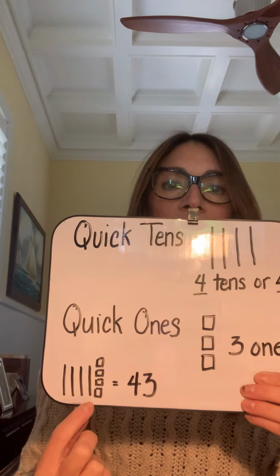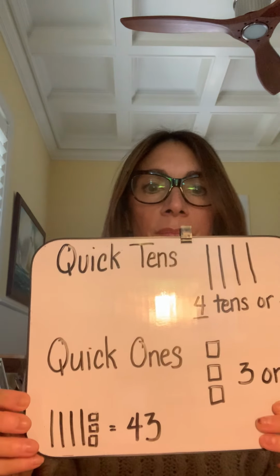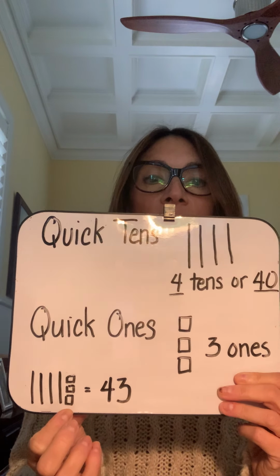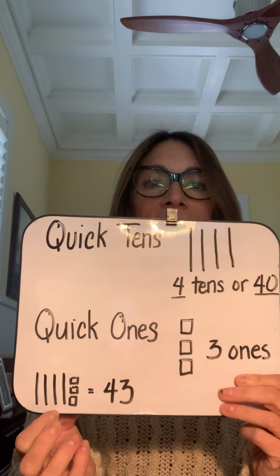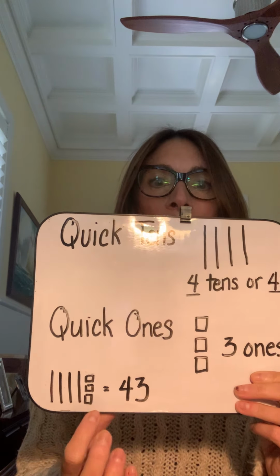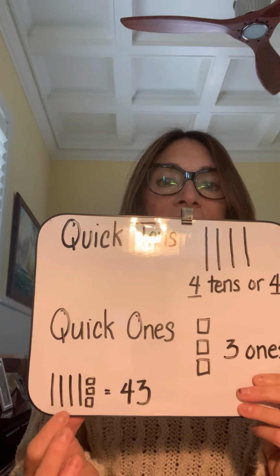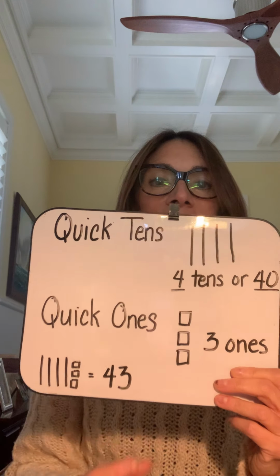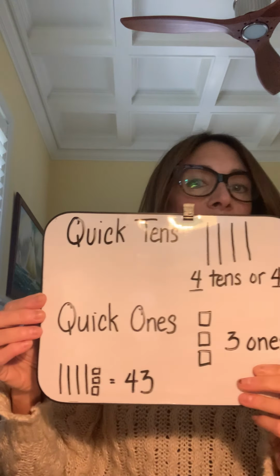4 tens, and oops, look, I made a mistake. I'm going to take that away. I noticed that on my camera, and that's okay. 4 tens and 3 ones. So that would be the same as saying 4 tens right there, 3 ones right there. We have 43 in all. Okay, so that's a little review on quick tens and quick ones. I just want you to be clear on how we model that.